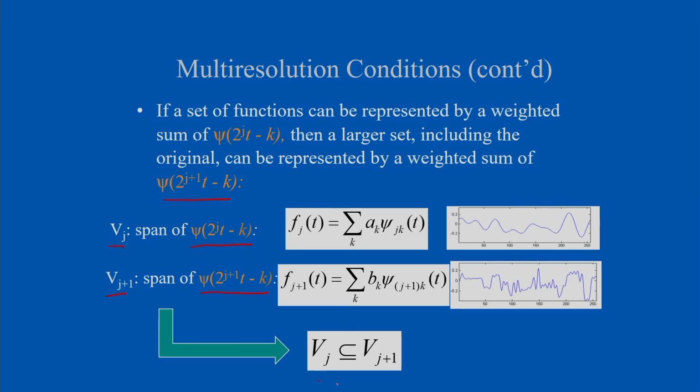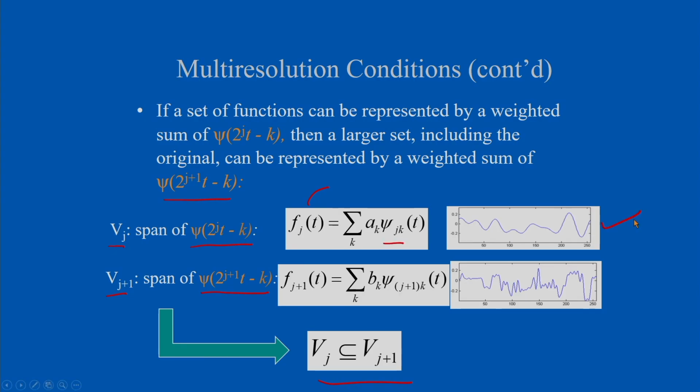And in this case you can see that the set Vj is a subset of Vj plus 1, because Vj plus 1 is a large set as compared to Vj. And you can see, if I consider a particular function f(t), suppose, that is represented by using the basis function. The basis function is psi jk.